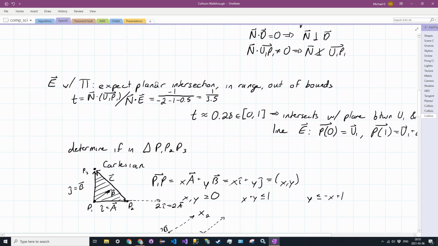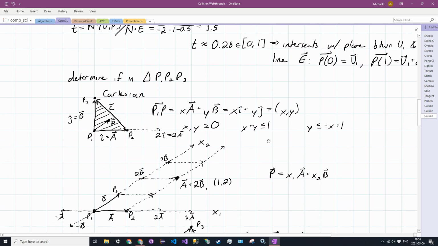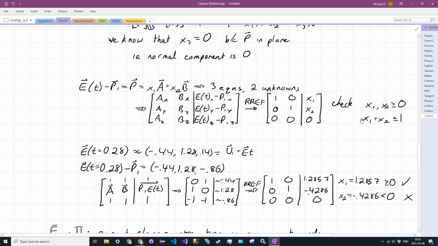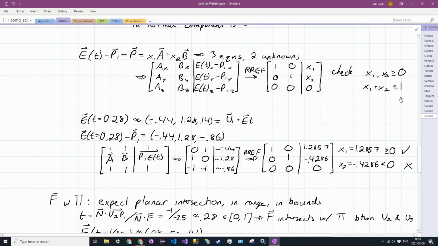Now if we check e with pi, we expect a planar intersection, and it is in range, meaning t is within the values of 0 and 1, which means that it intersects in between the points. However, it is out of bounds of the face, and we determine that using our coordinate systems here, using a matrix, reducing that, and then we have to check that x1 and x2 are positive, and then that x1 plus x2 is less than 1, and in our case here, x2 was less than 0, so there is no collision.